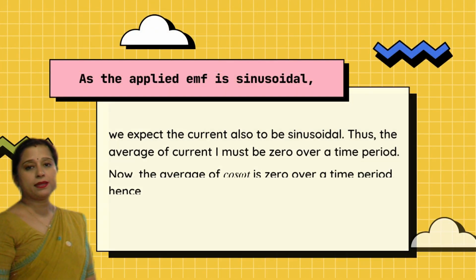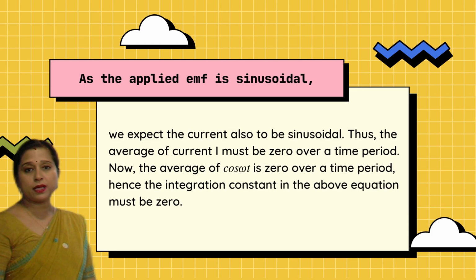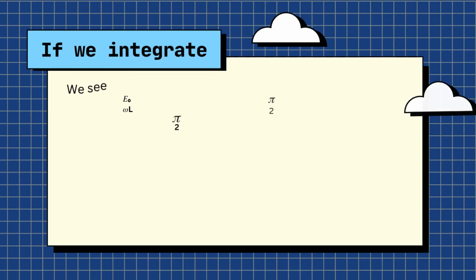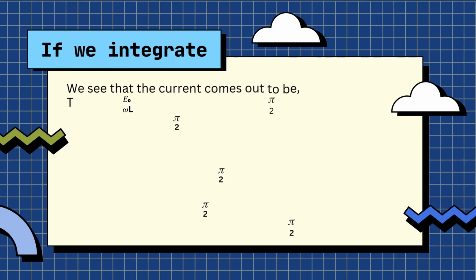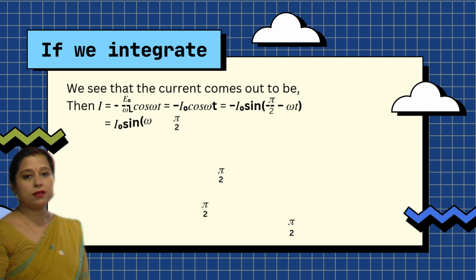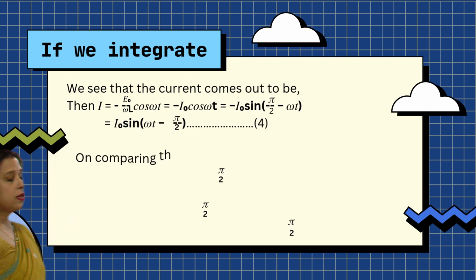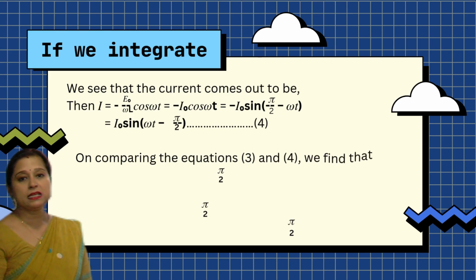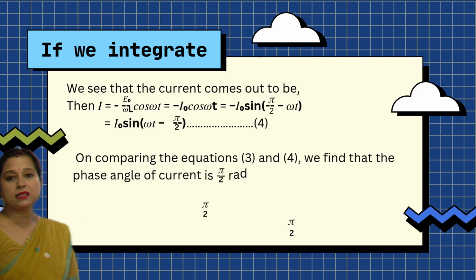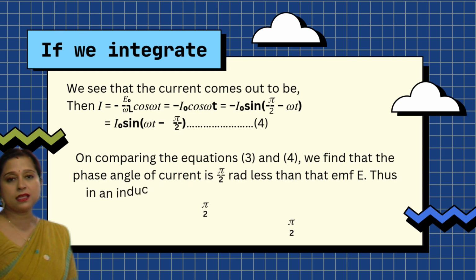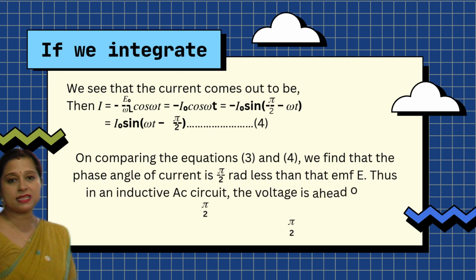As the applied EMF is sinusoidal, we expect the current also to be sinusoidal. Thus, the average current must be 0 over a period of time. So if we integrate, we see that the current comes out to be this one. On comparing the equations in the previous slide, we can conclude that the phase angle of current is pi by 2 radian less than the EMF.